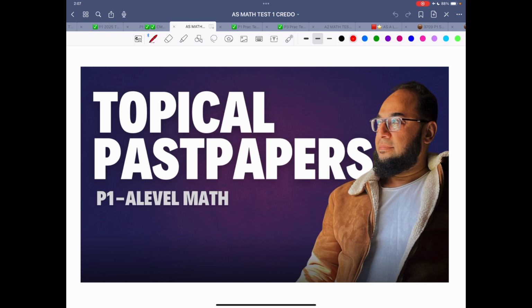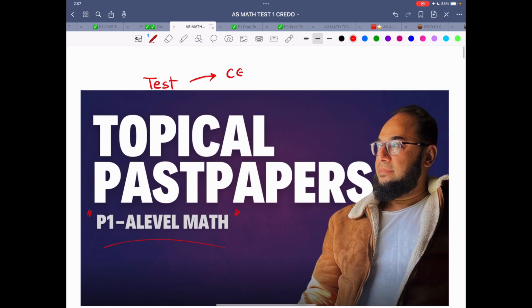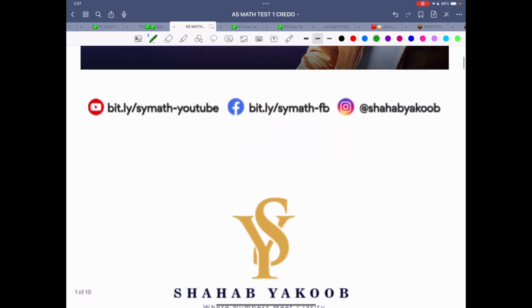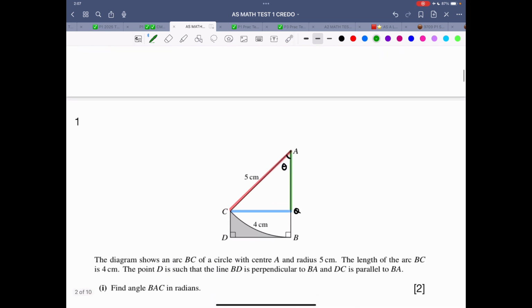So now in this particular video, we'll be discussing a test of Pure Maths 1, P1, A-level Maths. And the test is on two particular topics, that is coordinate geometry, the straight line portion, and the second part is on circular measure. So these are the two basic topics on which this test is made. So now let's look at the first question.